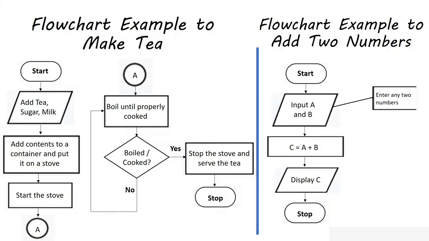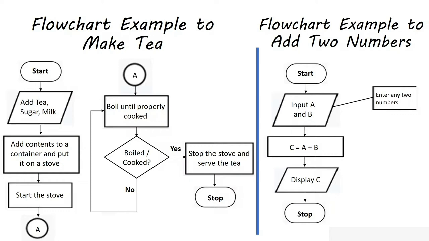After that we are using two rectangles to indicate what process has to be done on these ingredients, that is add the contents to a container and put it on a stove, then start the stove. Next we are using the connector symbol because the flowchart is not fitting vertically, so we have used the on-page connector with the symbol A, and then on the right we are continuing with the flowchart by showing the connector with the same symbol. Okay, the next step is again a process, that is boil until properly cooked.